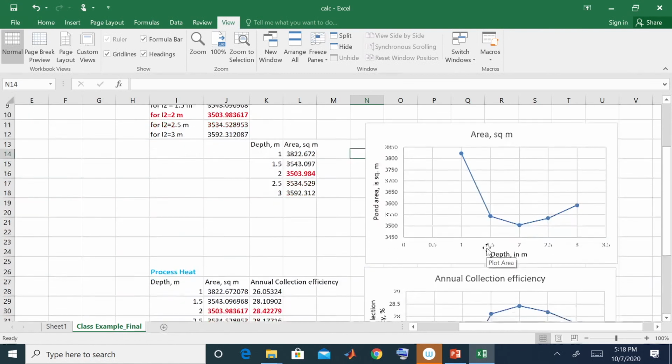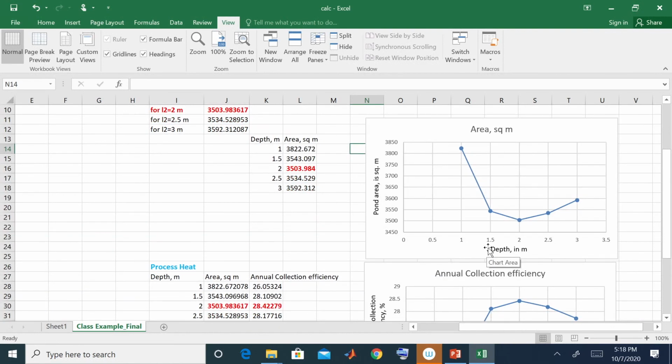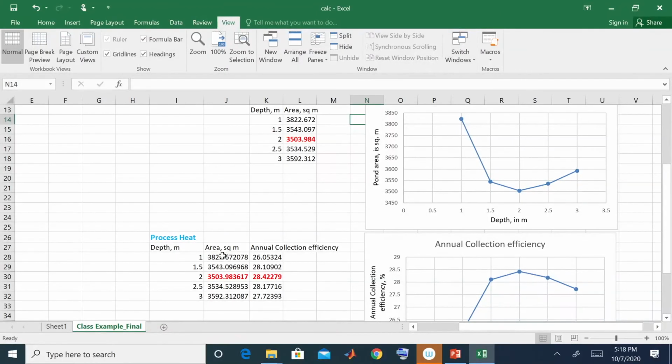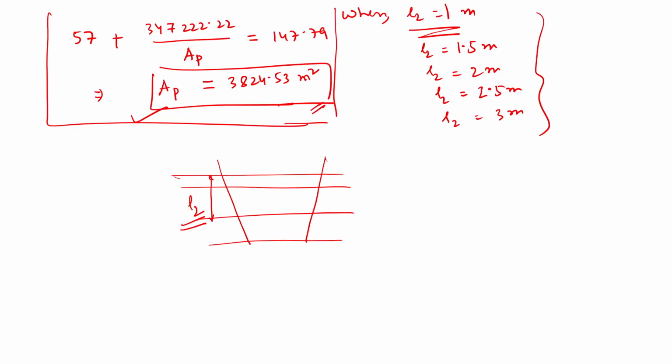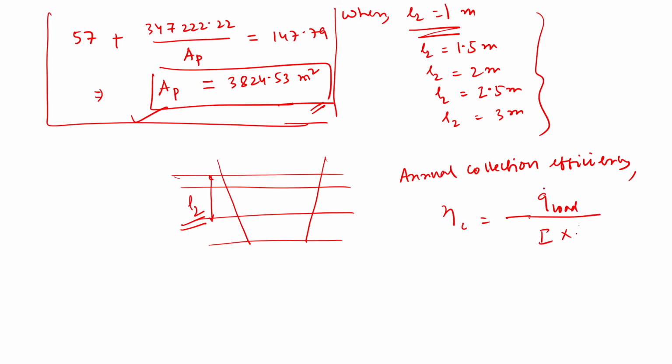So, it is decreasing, and then the minimum we found at 2, and then again it is increasing. Okay. And also sometimes if we are interested in process heat application, then we can calculate the collection efficiency, which is the annual collection efficiency, right. So, depth we have, and then area we know, and then we can calculate annual collection efficiency. So, I can write here how this annual collection efficiency can be expressed. Annual collection efficiency, which can be expressed as eta C, then Q load divided by I into AP.